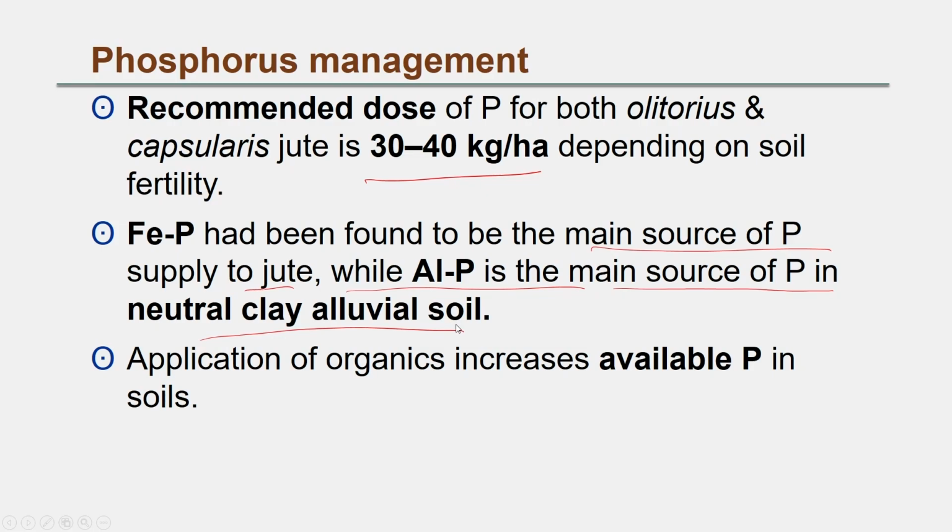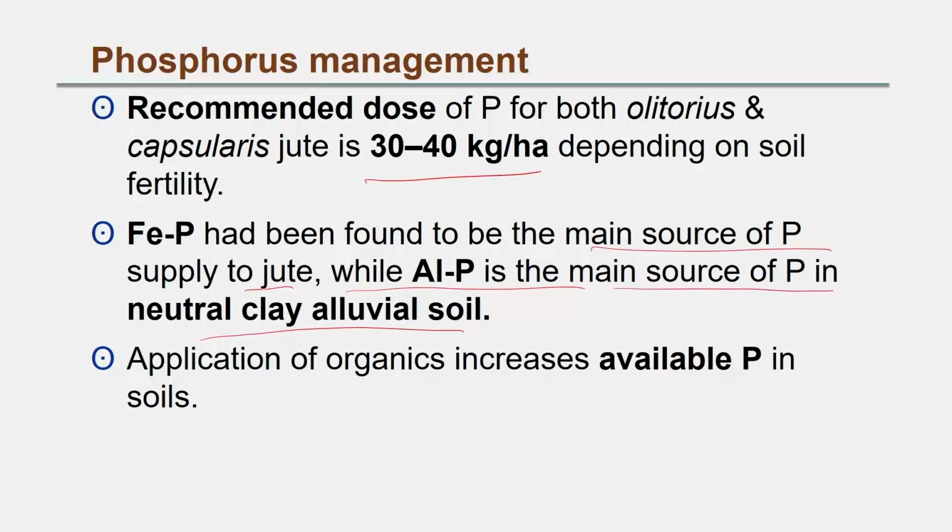So, what happens? This phosphorus gets fixed in acidic soils at lower pH and it forms iron phosphate or aluminum phosphate. And when there is deficiency of phosphorus in the soil solution, then supply comes from these sources. Iron phosphate and aluminum phosphate supply this phosphorus to the soil solution. So, it is reversible in nature.